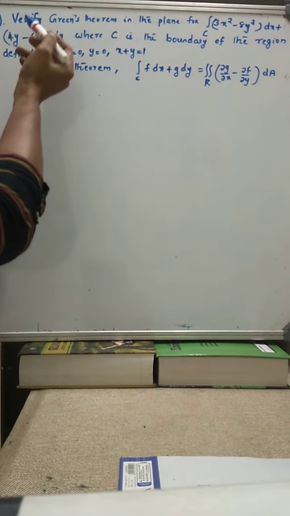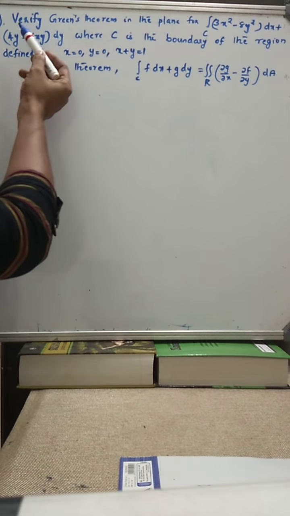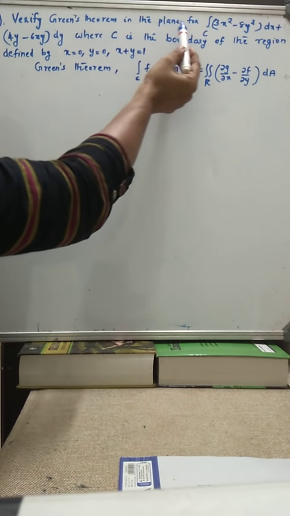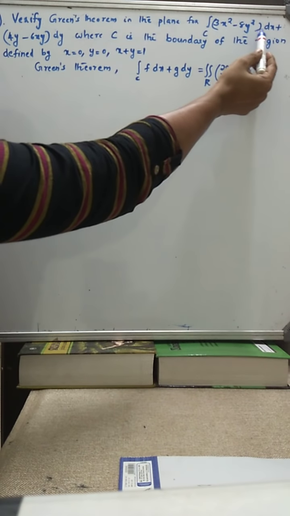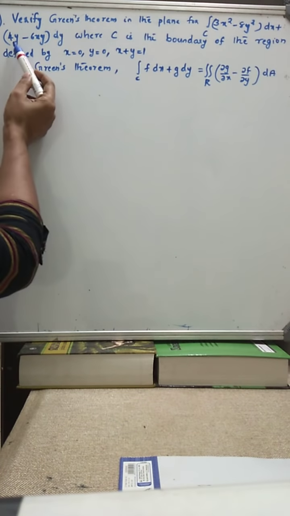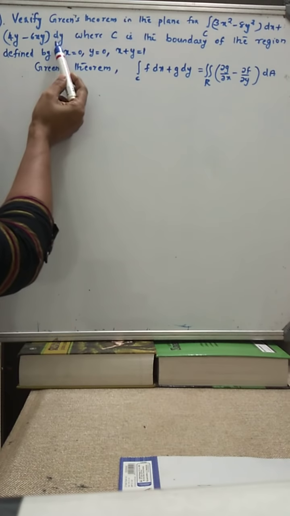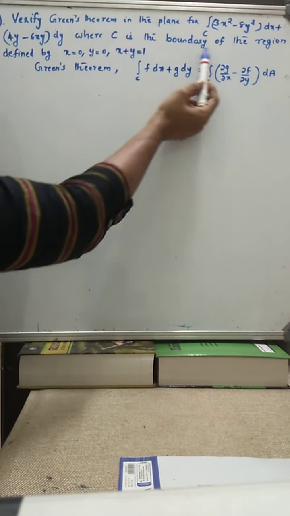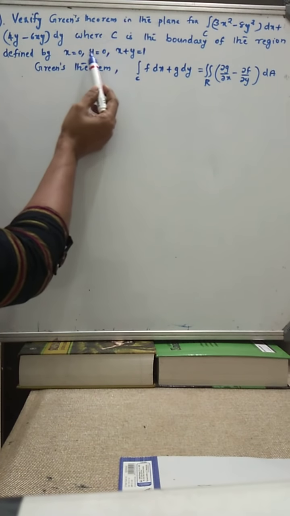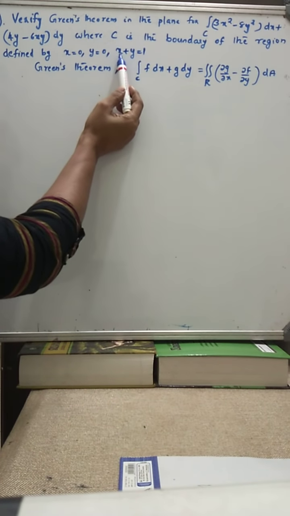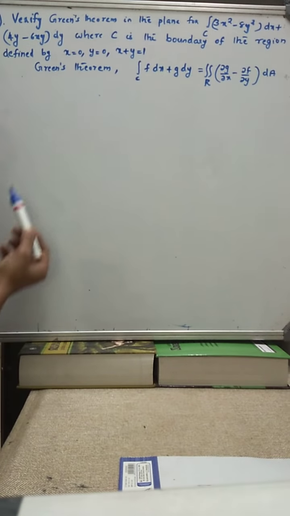Here we discuss a problem from Green's theorem. Verify Green's theorem in the plane for the integral over C of (3x² − 8y²) dx plus (4y − 6xy) dy, where C is the boundary of the region defined by x = 0, y = 0, x + y = 1.